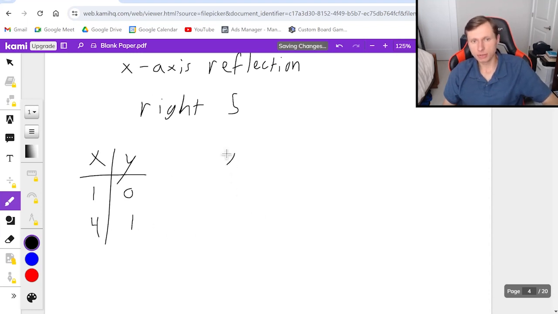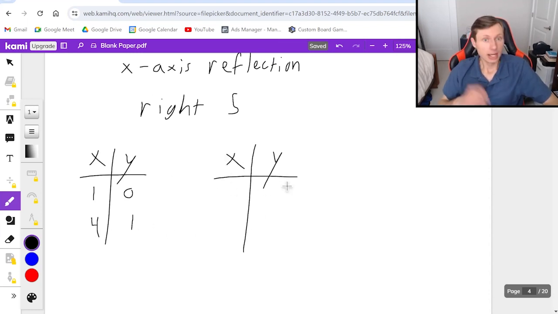But remember, it was shifted 5 to the right. And because of the x-axis reflection, I'm going to flip my y values. X-axis reflection always flips the y values. So in other words, flipping the y values first, it would be 0 and negative 1. Luckily, 0 just stays the same. And then I have to shift it right 5, which is going to only affect the x values. 5 plus 1 is 6, and 5 plus 4 is 9. So these are the points I have.